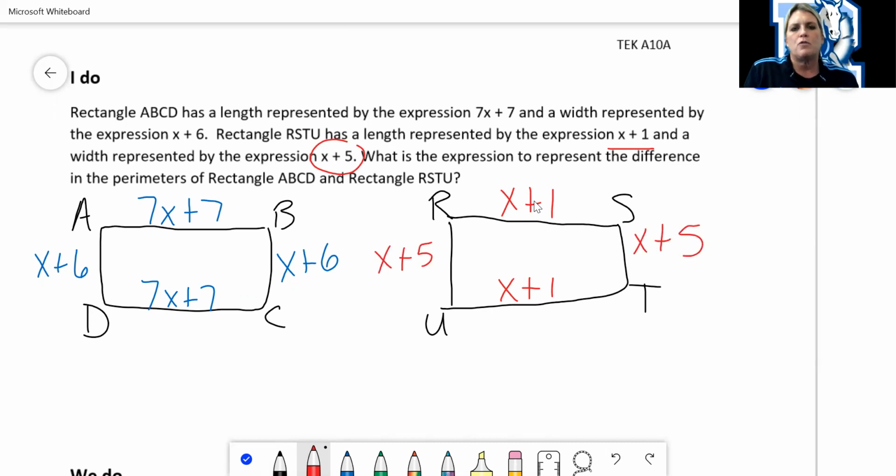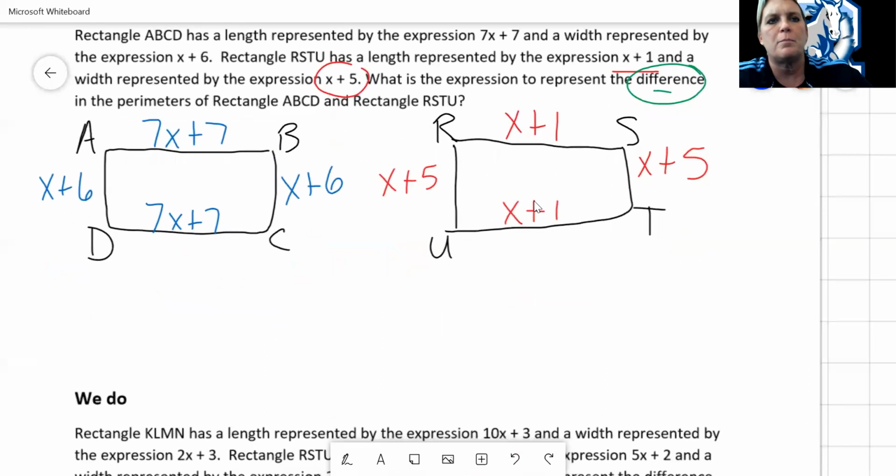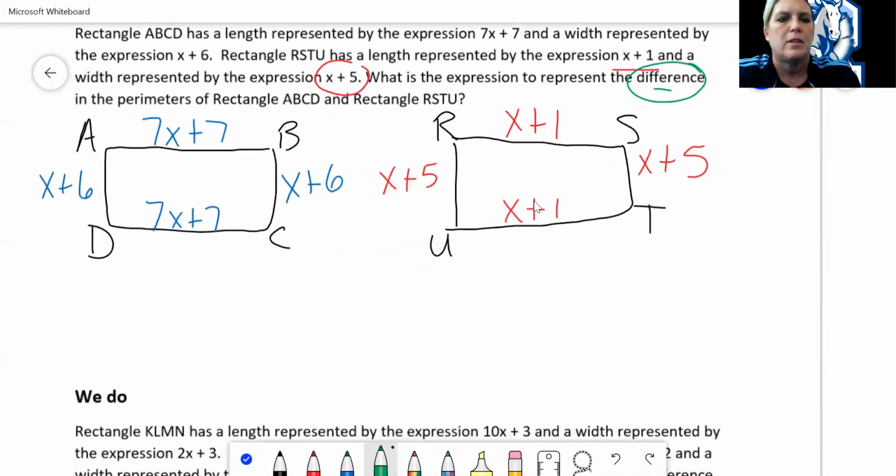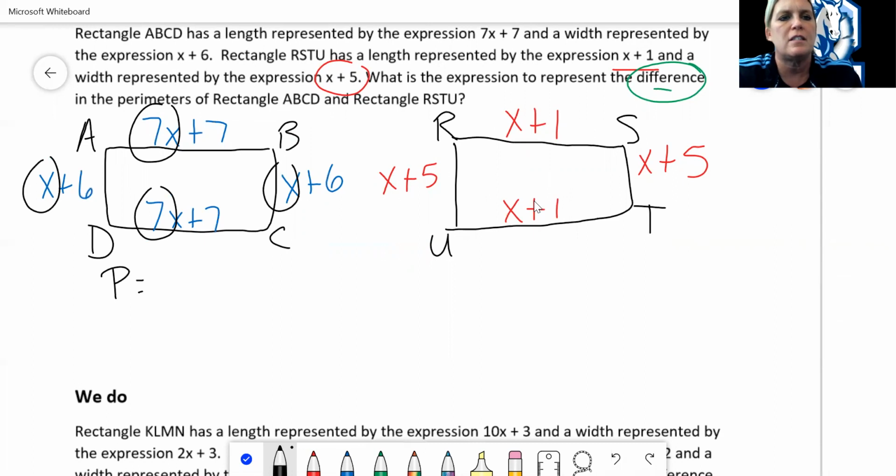Okay, so now we've drawn our two rectangles and it wants to know the difference in the perimeters. Remember, difference means to subtract. So first, let's find the perimeter of each figure. Right here in the first one, A, B, C, D, I have 7x plus 7x plus 1x plus 1x, which is 14, 15, 16, 16x. Then add your units.